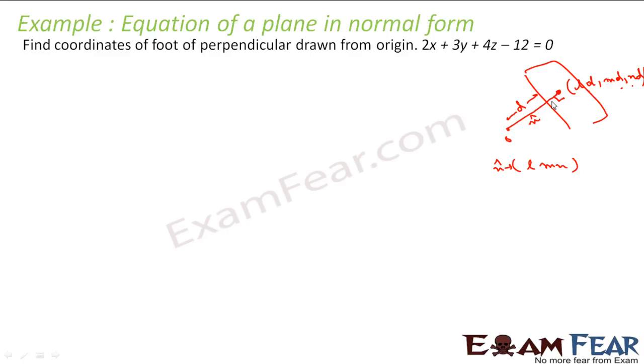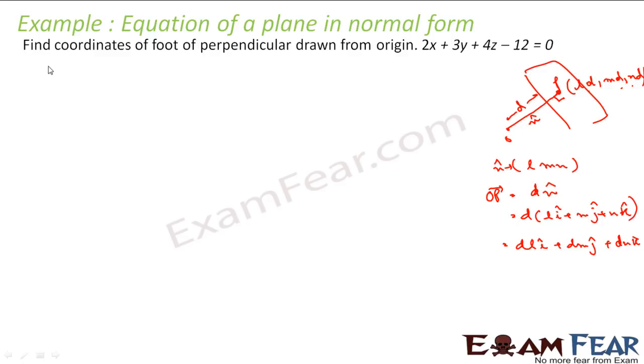Because d into n vector: this is P and this is O. The OP vector is nothing but d into n vector, and the n vector is li plus mj plus nk, where l square plus m square plus n square is equal to 1. It's a unit vector. So this is dli plus dmj plus dnk, and the point is dl, dm and dn. If I know d, l, m and n, I can find the point.